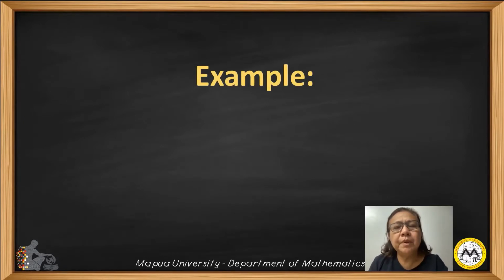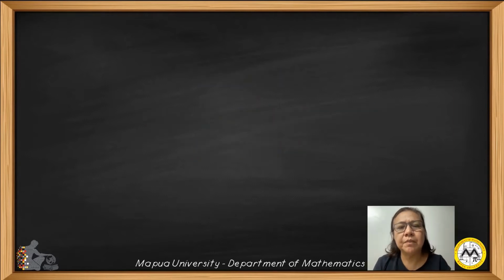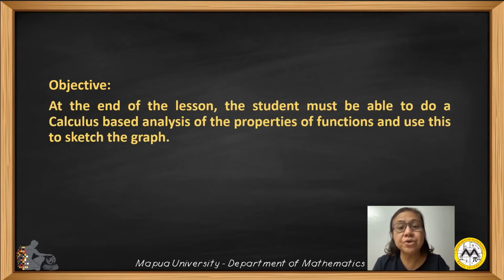In this example, we will illustrate how we can do calculus-based analysis of the properties of a function, applying it to a rational function, and then use this to sketch the graph of the said function. So again, after this discussion, you must be able to sketch the graph of a rational function.